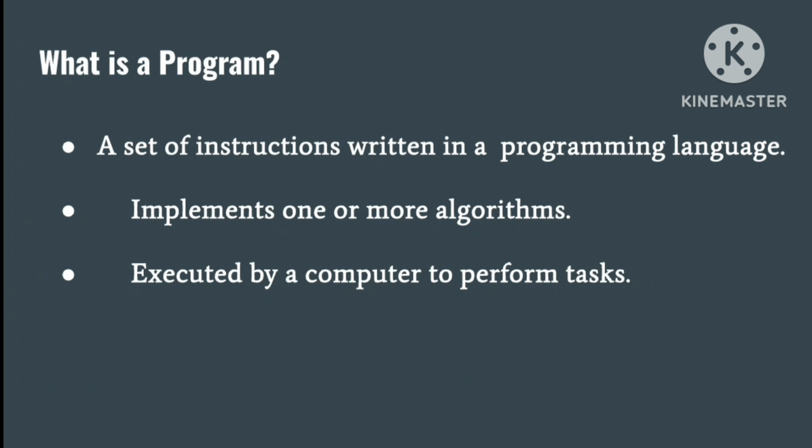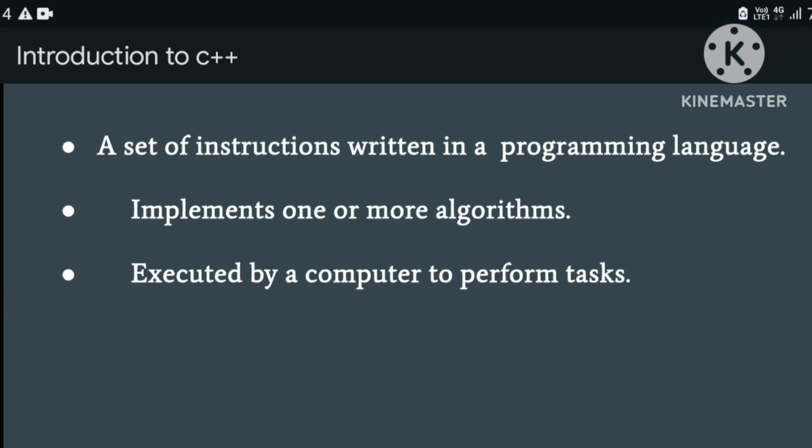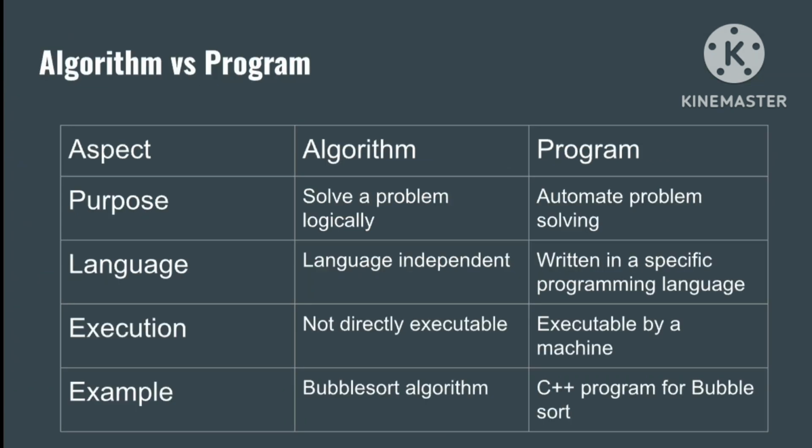So what is a program? A program is different from an algorithm. A program is the actual set of instructions which are written for a computer. It implements one or more algorithms. It can be executed in any computer language with the help of interpreters and compilers. Like you can write a program in C language, C++, or even Java.